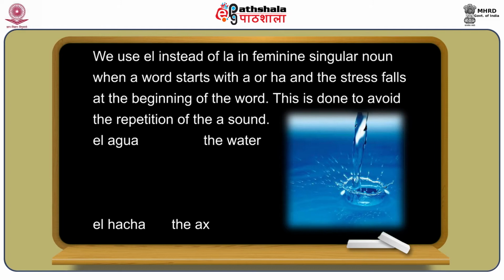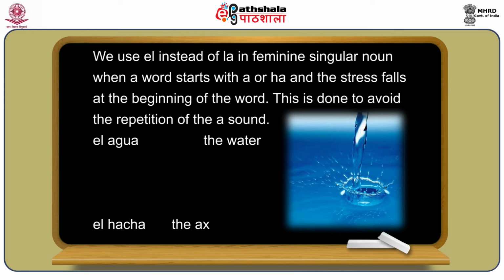Now you remember that we use el instead of la in feminine singular nouns when a word starts with a, or ha, and the stress falls at the beginning of the word. Now why this? It is done to avoid the repetition of the a sound. For example, the water in Spanish is known as el agua, and why not la agua? It is just to avoid the repetition of a within the word.